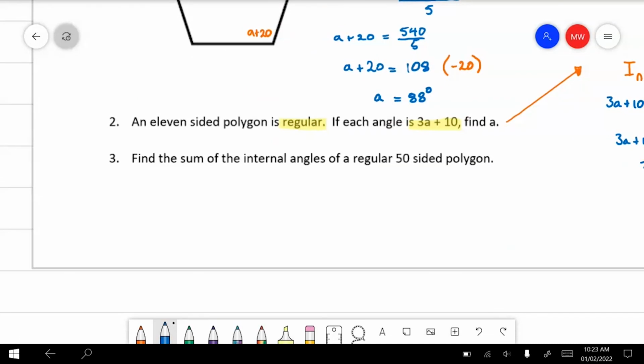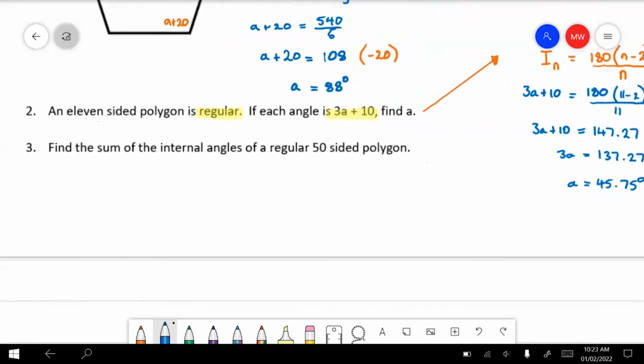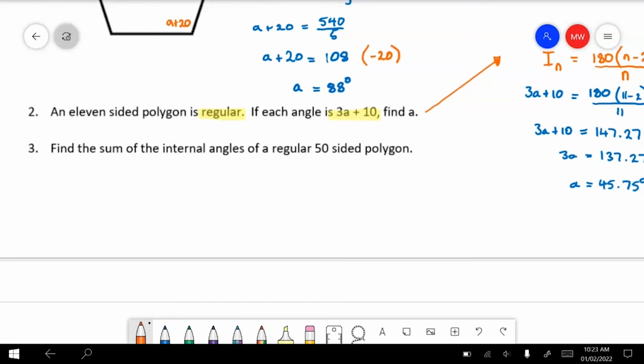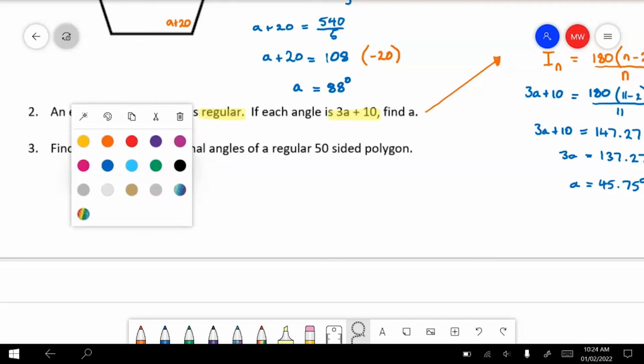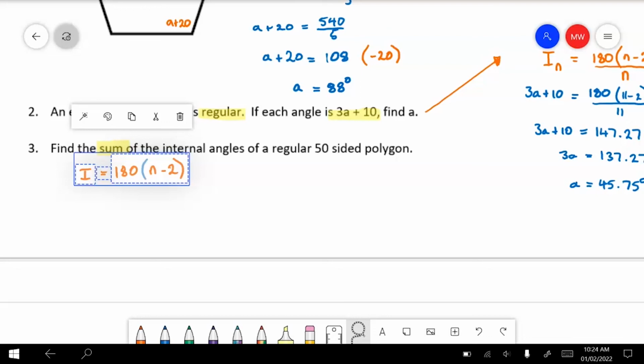Question 3, last one. We're after the sum of the internal angles of a regular 50-sided polygon. Okay, now this time we don't want an individual angle, we want the sum. The sum of the angles, okay? So we're going to use that slightly different iteration of the formula. So this time, if we're just after the sum of the angles, we're going to just use 180 times n minus 2. That will become our formula. There's no need to divide because I don't want to know what each of the individual angles is. And let's sub in and solve.